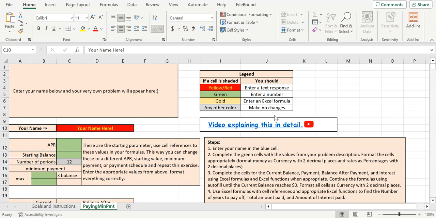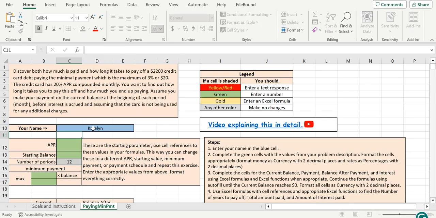In this DQ, we're going to work through paying off a credit card. So let's start the DQ by putting our name in the name cell. You're going to put it in the red cell here. After you enter your name, it should turn blue. And then your problem is going to appear up here in the top left.